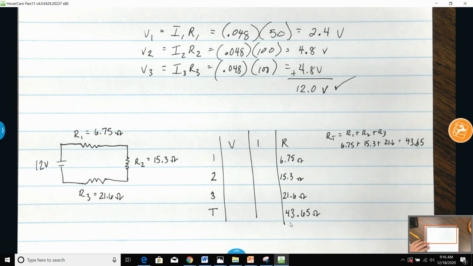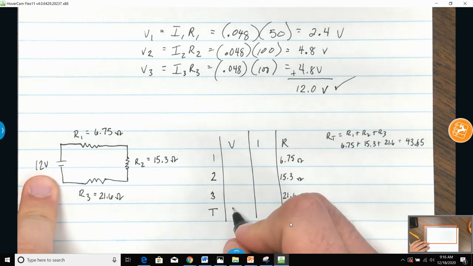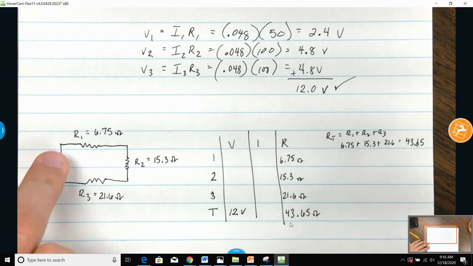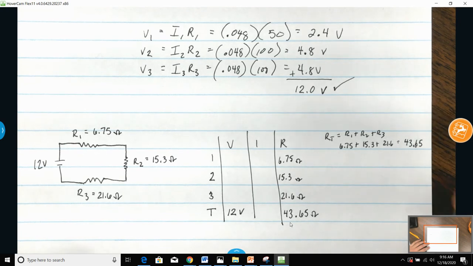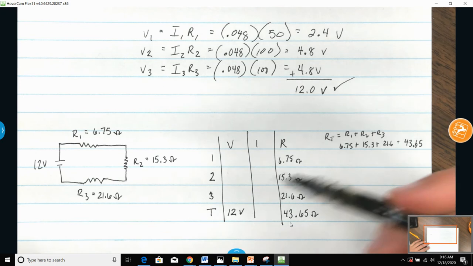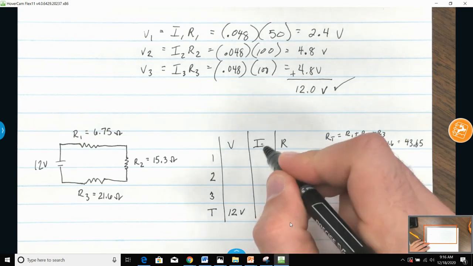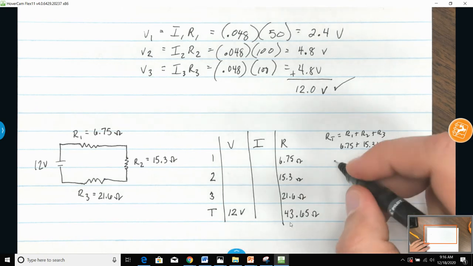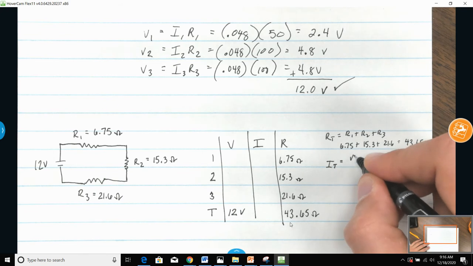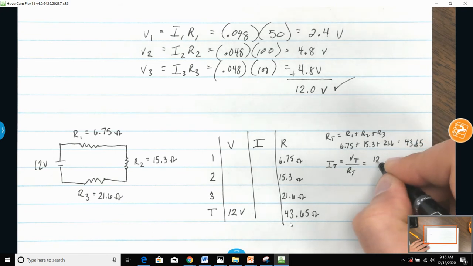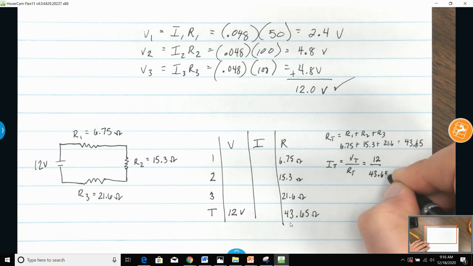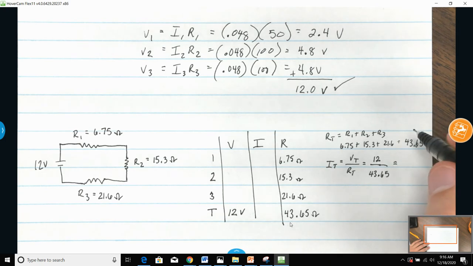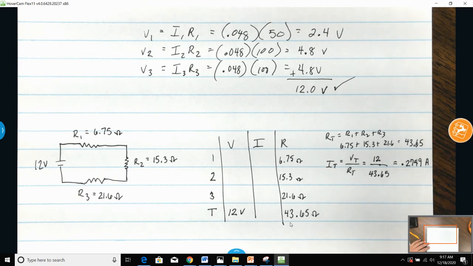And then the only other thing we're given is the total voltage. In this case, it is 12. The battery, remember, is the total voltage. So 12 volts here. Well, we can only use Ohm's law on one of these pieces of information right now. Which would that be? IT, because we have VT and RT. If you cover up I in the triangle, it would be V over R, or VT over RT. So you would do 12 divided by 43.65. That comes out to be 0.2749 amps.